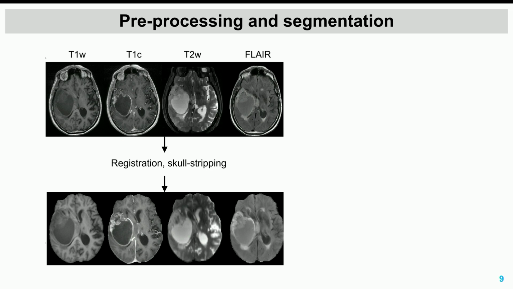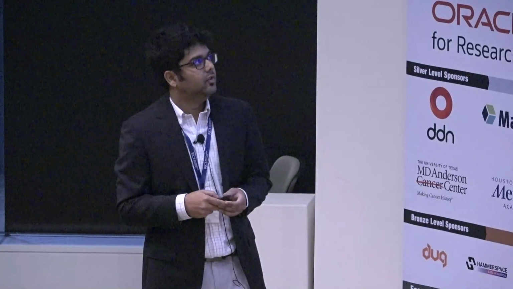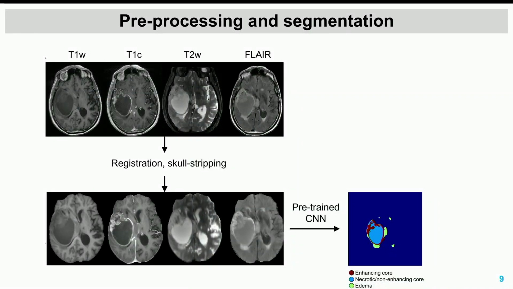Once we have these 4 scans, then we do a standard set of pre-processing. For example, we register all the scans to a standard anatomical template, and we also do skull stripping to remove any skull area from the scans. And then we have already pre-trained a convolutional neural network for segmentation of gliomas that is deployed within this framework, which we use to produce the segmentation mask of the tumor.